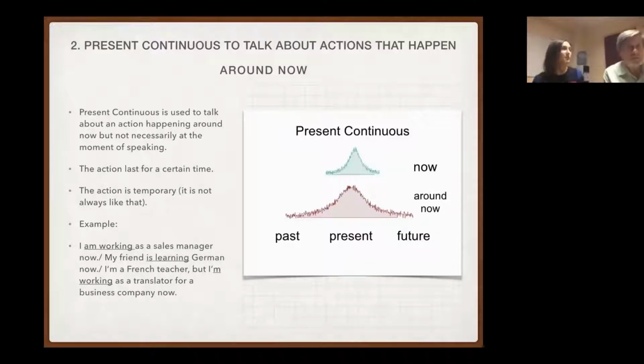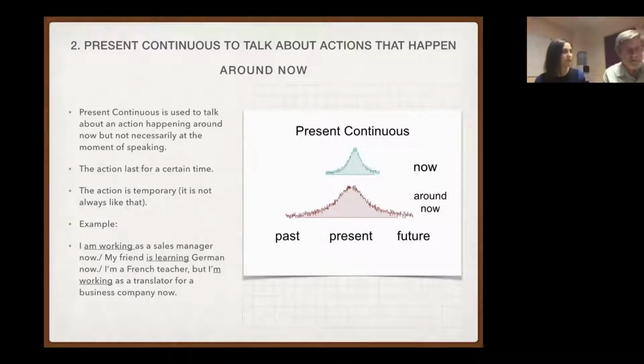Maybe some more examples? Okay, and also you could talk about a trend. For example, you could say, more and more people are becoming vegetarians. But that's a trend. It's happening now, but it's not specific. It's a trend. It's something that's going on.